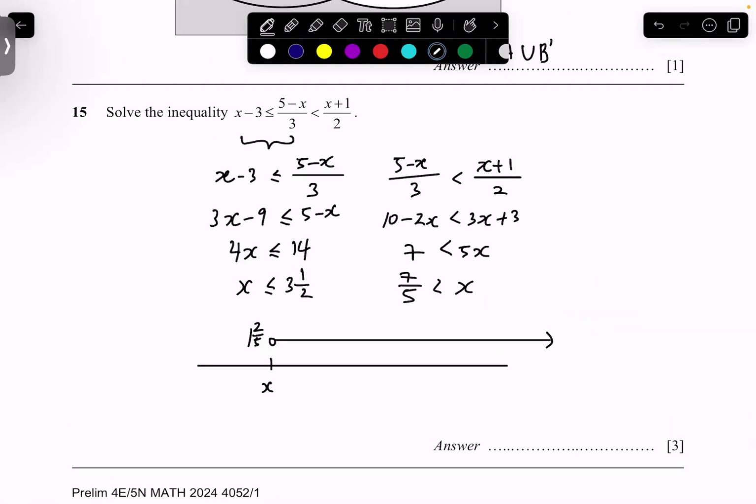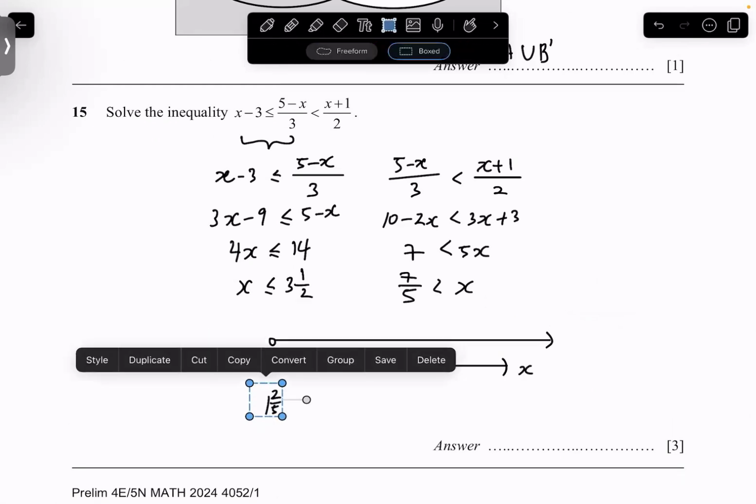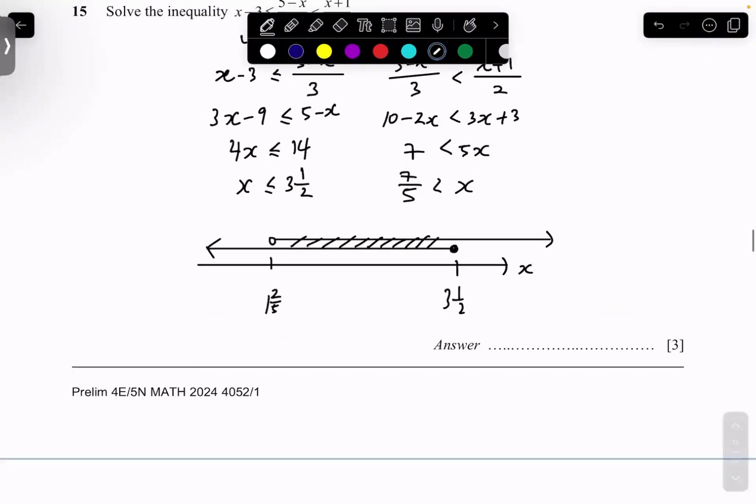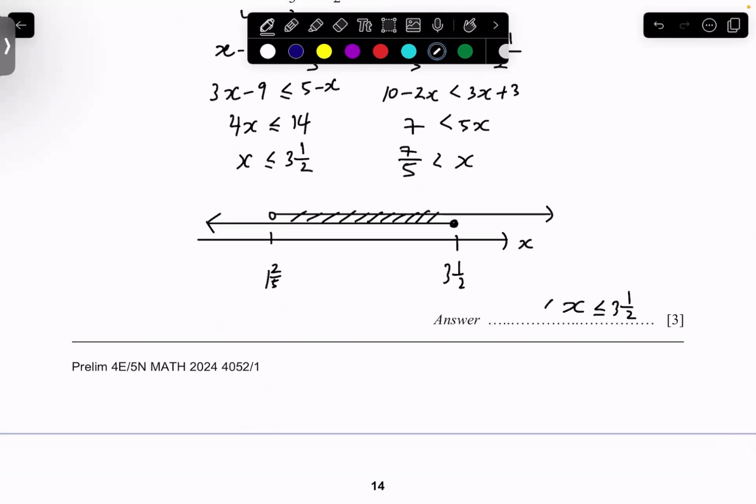x must be smaller than 3 and a half, so 3 and a half. This one is x, and this one should be over here. Then we also have 3 and a half going in this direction. So we're looking for this point right here. So x must be smaller than or equal to 3 and a half, and greater than 1 whole 2 fifths. That's it.